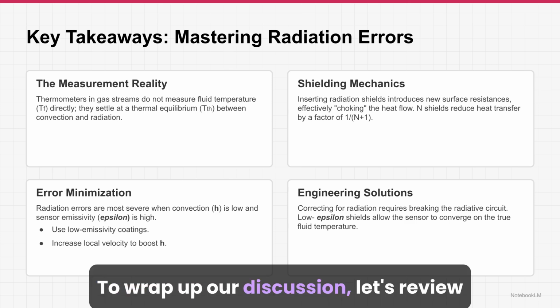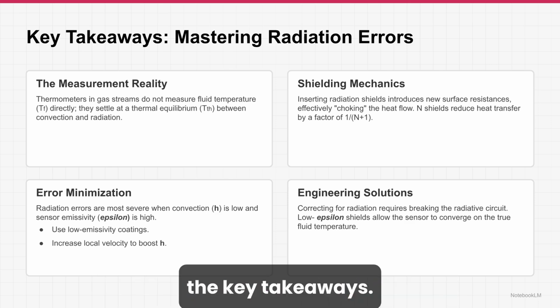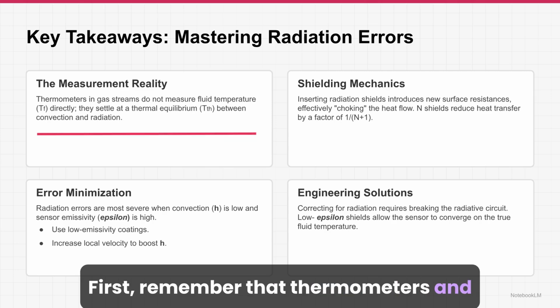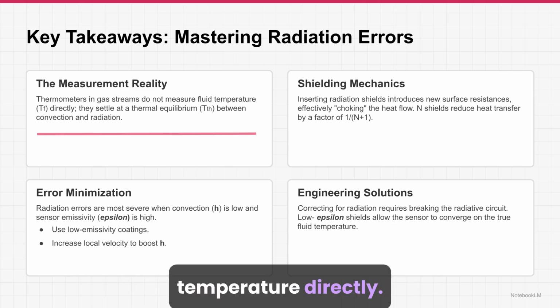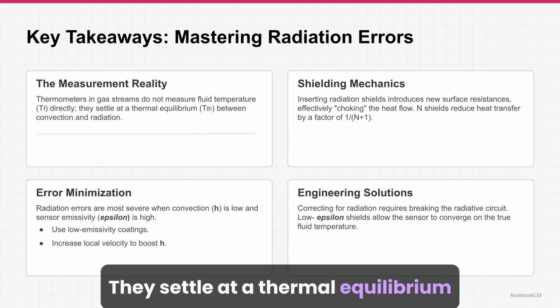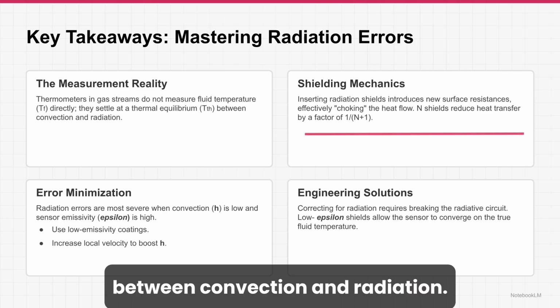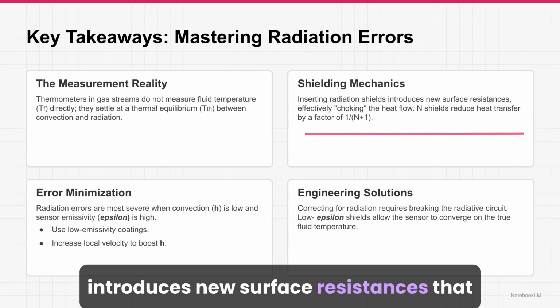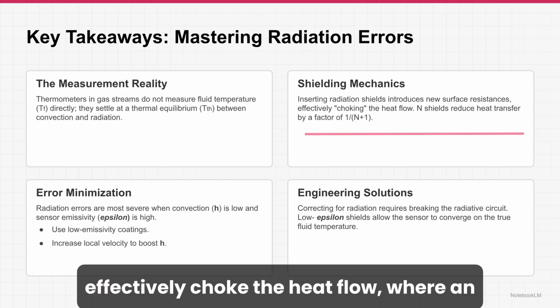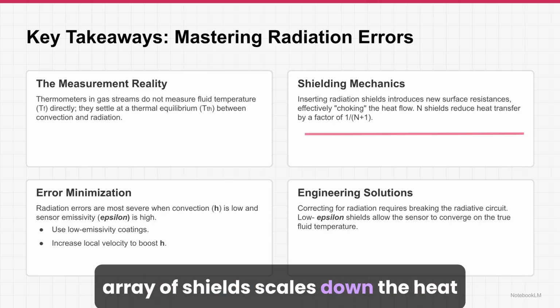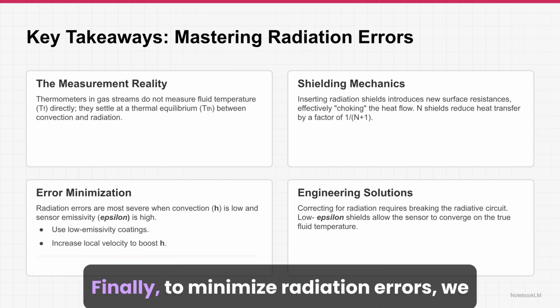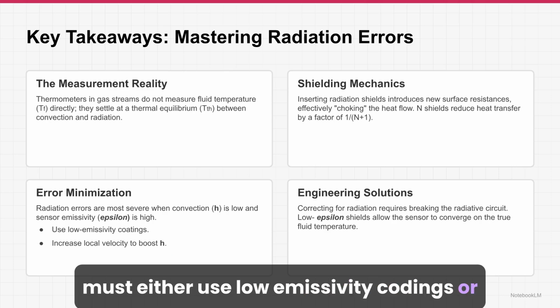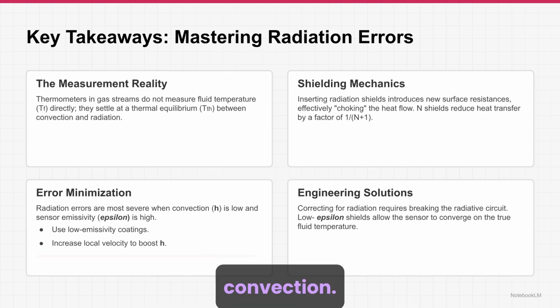To wrap up our discussion, let's review the key takeaways. First, remember that thermometers and gas streams do not measure fluid temperature directly. They settle at a thermal equilibrium between convection and radiation. Second, inserting radiation shields introduces new surface resistances that effectively choke the heat flow, where an array of shields scales down the heat transfer predictably. Finally, to minimize radiation errors, we must either use low emissivity coatings or increase local flow velocity to boost convection.